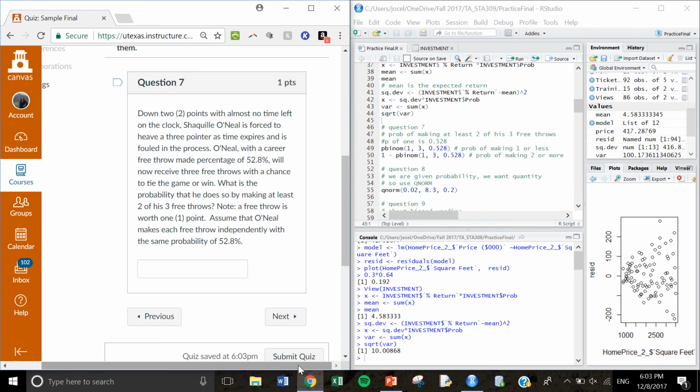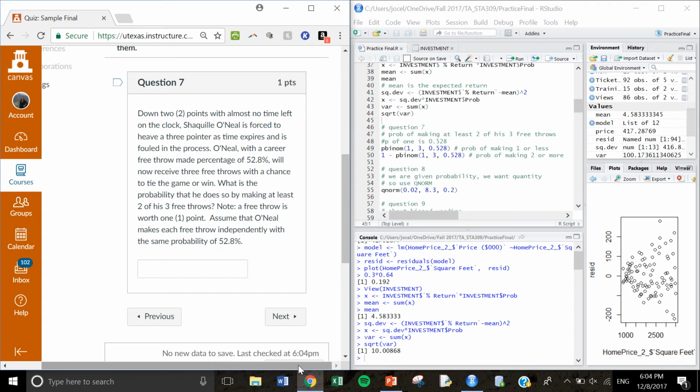Question 7. So this question is saying that Shaquille O'Neal's free throw percentage is 52.8% for one free throw. And we're looking at the probability that he makes at least 2 out of 3 free throws. So this is binomial because Shaquille O'Neal either can make the free throw or he can't make the free throw. And the probability is the same on every free throw, 52.8%. And we're assuming that these are independent. Each free throw is independent of another free throw.